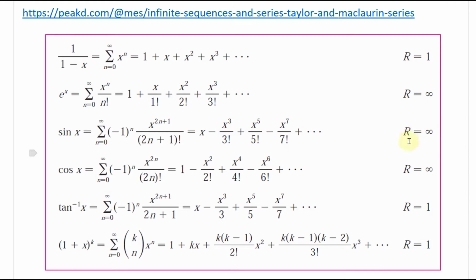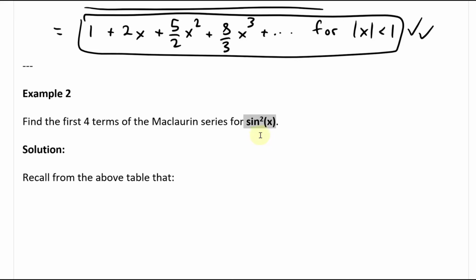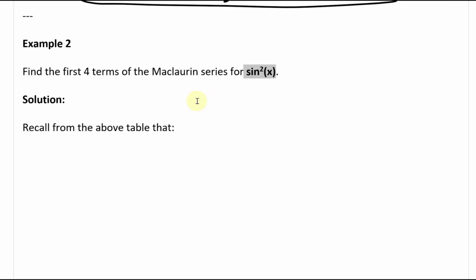So yes, fascinating stuff. And the radius of convergence is infinity. That means that when we're multiplying both the same ones, the radius of convergence is also going to be infinity. So what we'll have is, let's just write down the sine series.